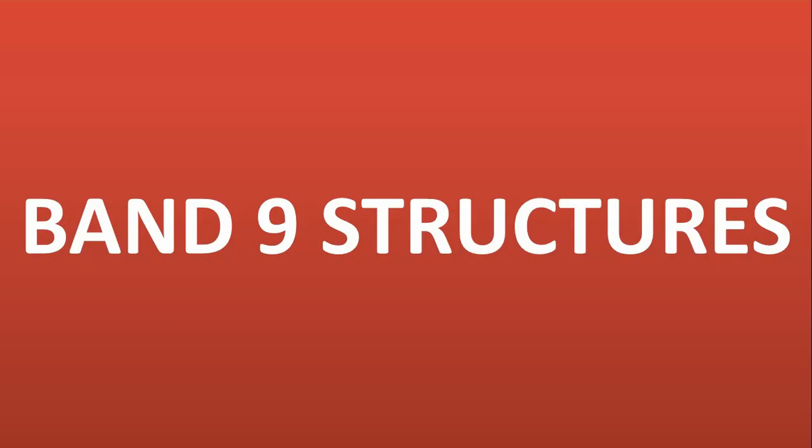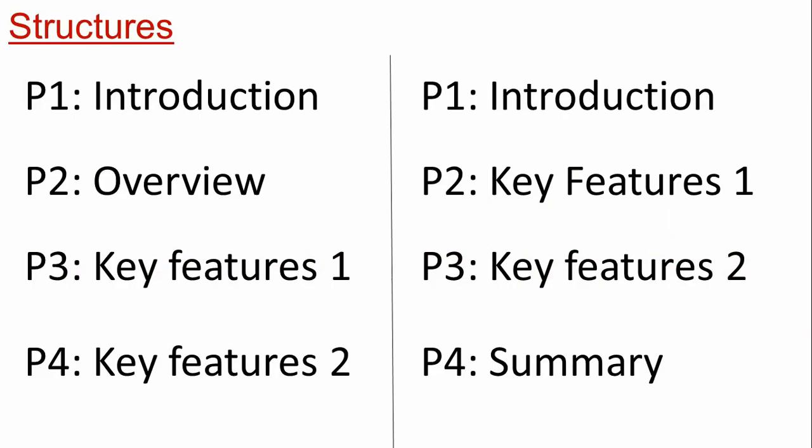Let's move on to Band 9 structures. There are two very good structures. In fact, there is no big difference between them. As you see, in the first structure, you shouldn't write a summary. In the second structure, instead of writing an overview, you should write a summary in the final paragraph.